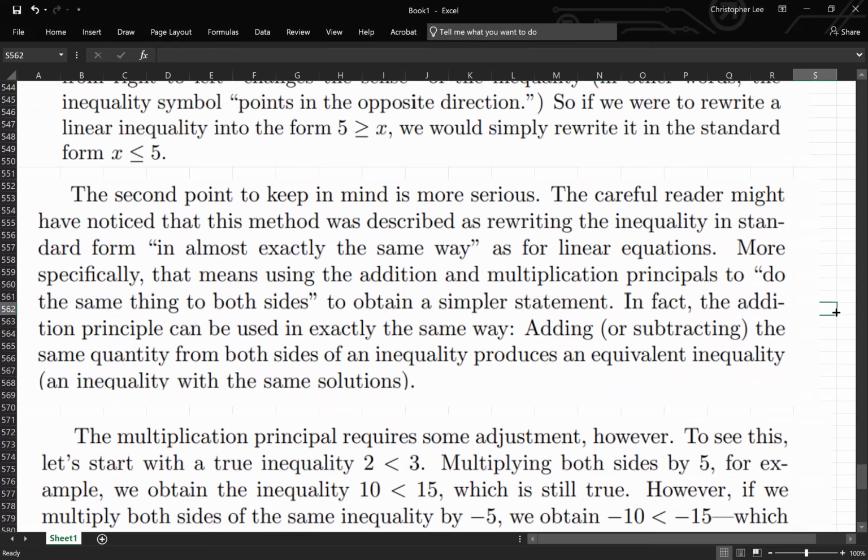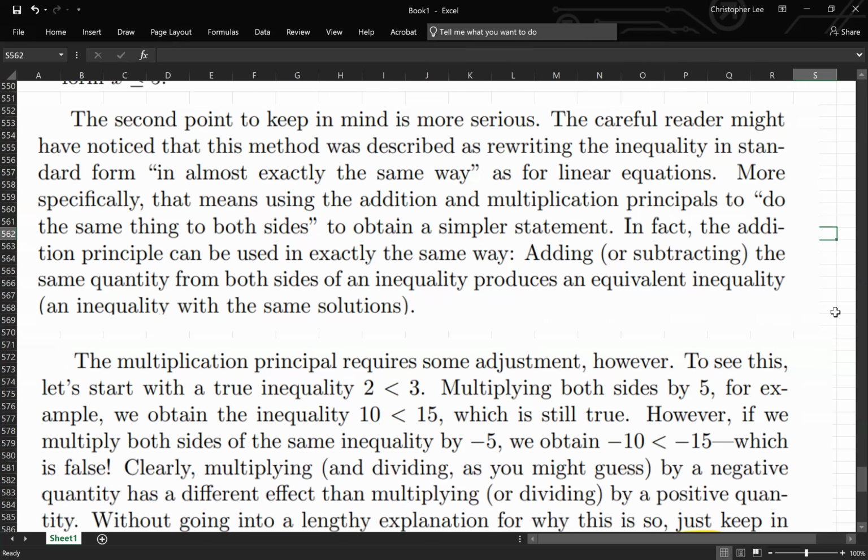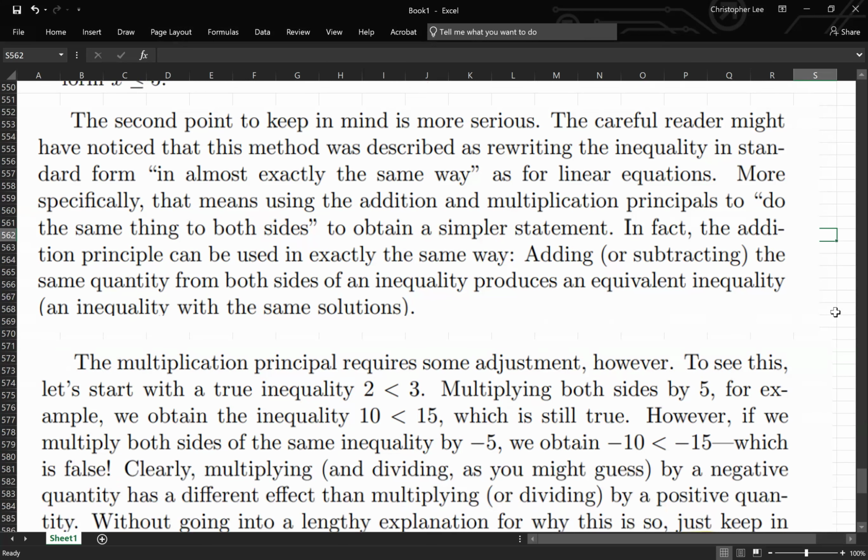The multiplication principle requires some adjustment, however. To see this, let's start with a true inequality: 2 is less than 3. Multiplying both sides by 5, for example, we obtain the inequality 10 is less than 15, which is still true. However, pay attention to this. If we multiply both sides of the same inequality by -5, now we have -10 is less than -15, which is false. It's not true. -15 is smaller than -10.